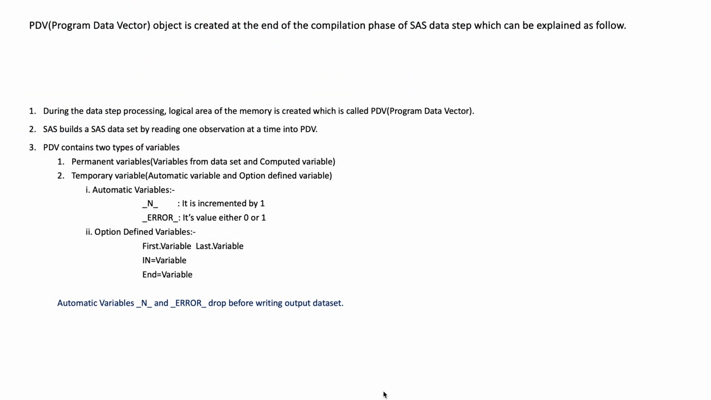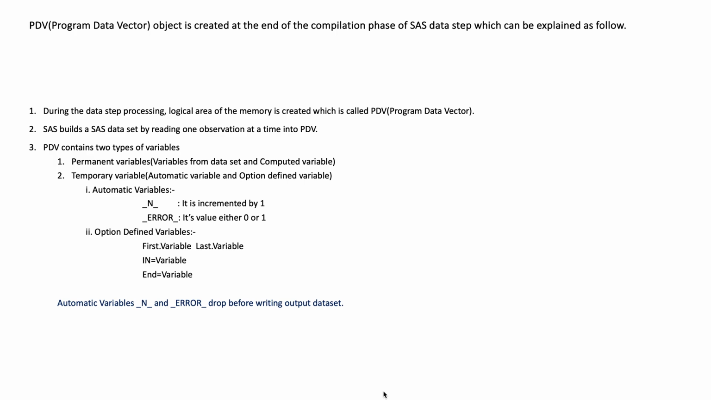The PDV, Program Data Vector, object is created at the end of the compilation phase of the SAS data step, which can be explained as follows. Number 1. During data step processing, a logical area of memory is created, which is called the PDV, Program Data Vector. Number 2. SAS builds a SAS dataset by reading one observation at a time into the PDV.